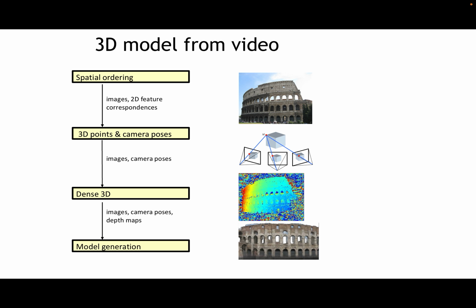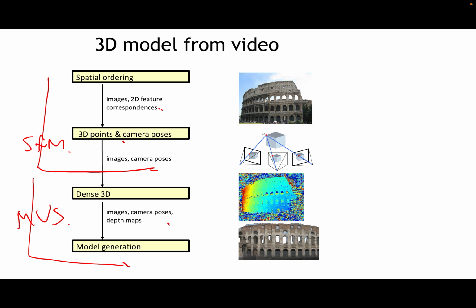So we have unordered images and 2D feature correspondences. We have 2D observations, and then 3D points and camera poses, then 3D model generation. So I guess up to here is structure from motion, and up to here is multi-view stereo. We will learn this today. From images from different viewpoints, we can get 3D points and camera poses at the same time. That is structure from motion. And here, multi-view stereo tries to get dense 3D.